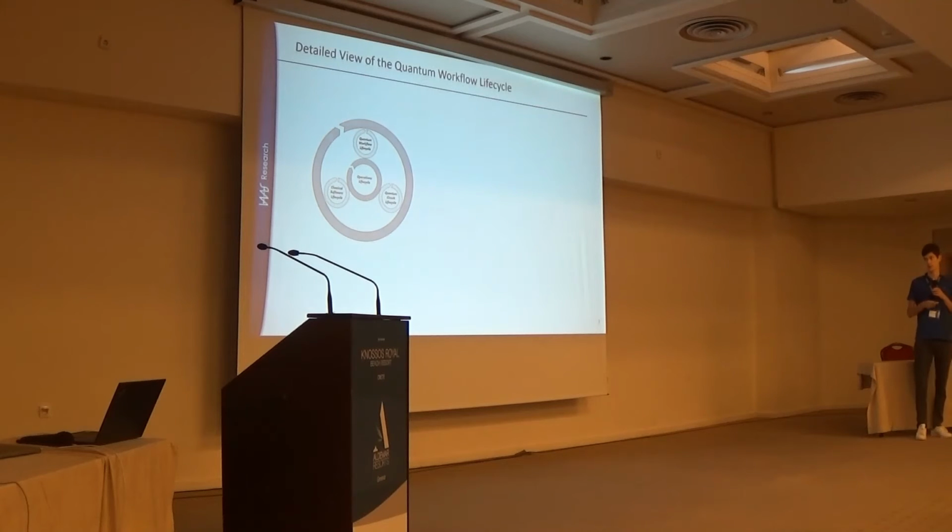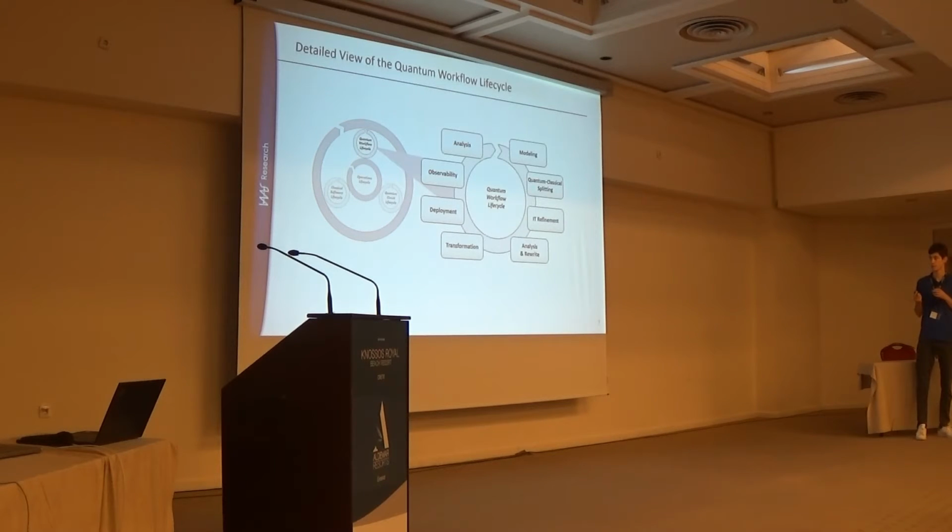And the first sub-life cycle that I would like to discuss today is the quantum workflow life cycle. These quantum workflows are intended to orchestrate the data and control flow between the different other software artifacts. And the quantum workflow life cycle consists of 8 phases. And next I would like to discuss the modeling as well as the quantum classical splitting in more detail.